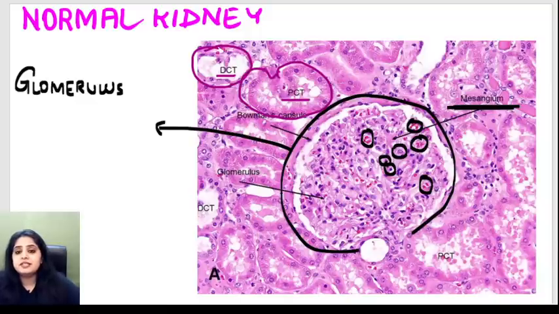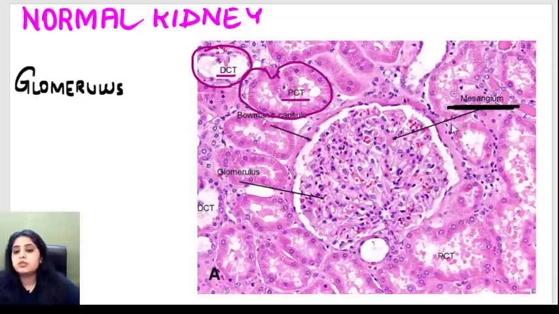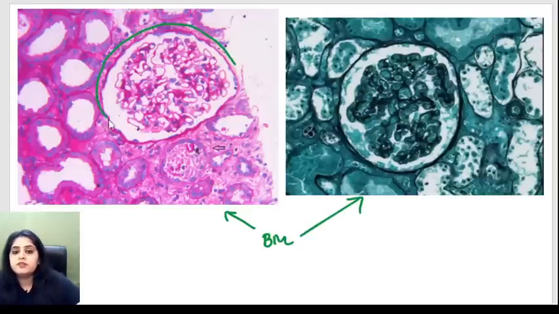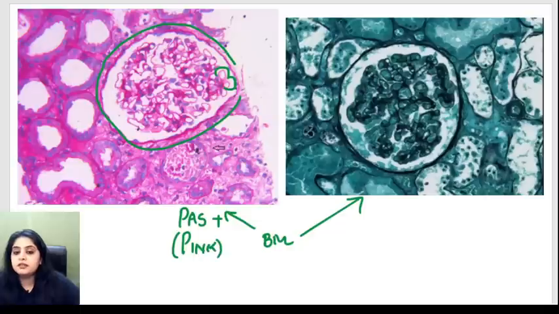But if you want to highlight the basement membrane with different stains, then what are the two stains that I use for basement membrane? There's a pink color stain that you see over here. There's a little blackish color stain that you see here. If you see the Bowman's capsule, it becomes very pink. And all the capillaries have also become very pink. So pink stain is PAS. PAS positivity for basement membrane. PAS gives a pink color.